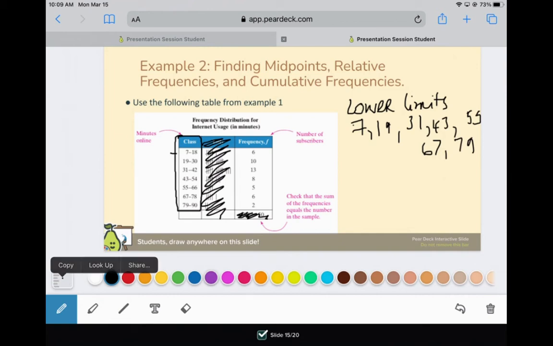Okay. We're going to look for the upper limit. What values are my upper limit? I'm still using the same column. Can you list them out for me?